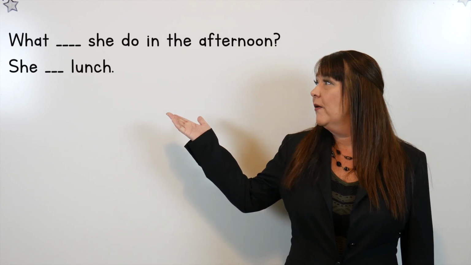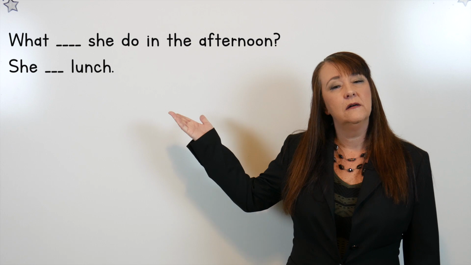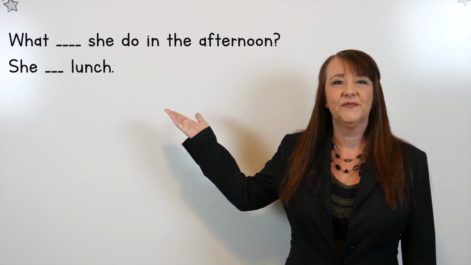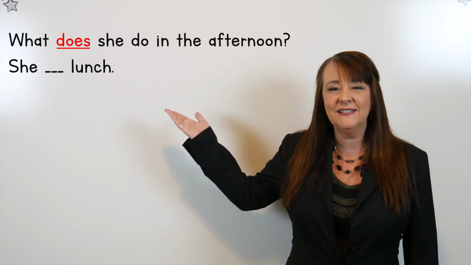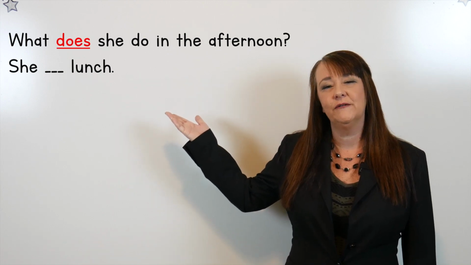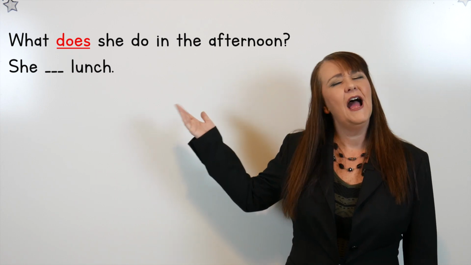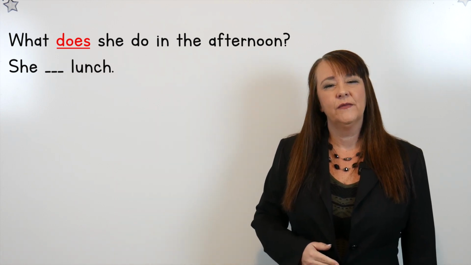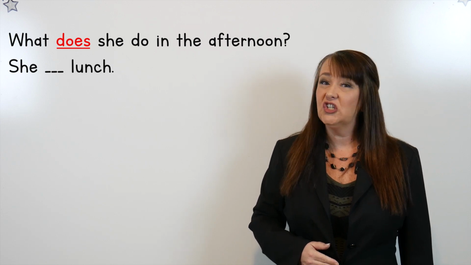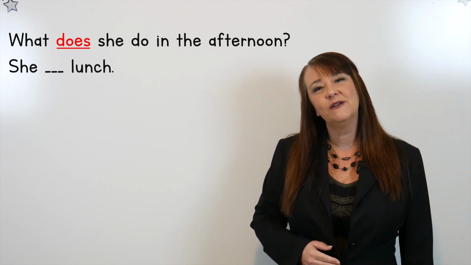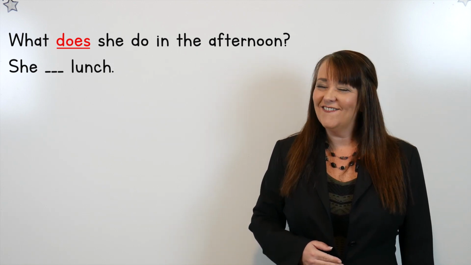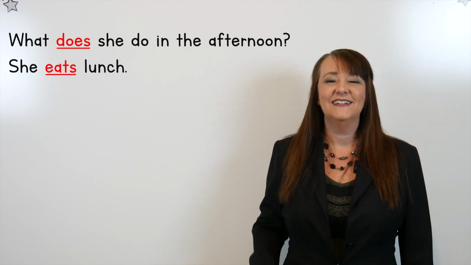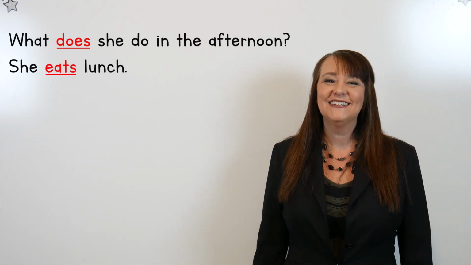Let's look at this next sentence. Are we going to use the word do or does? If you said, what does she do in the afternoon, then you're correct. How about the answer? What will we say? She eat lunch or she eats lunch? If you said she eats lunch, then you're correct.